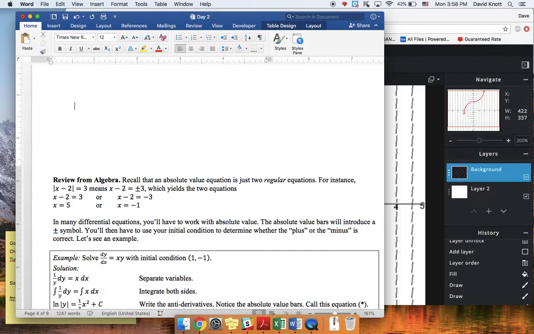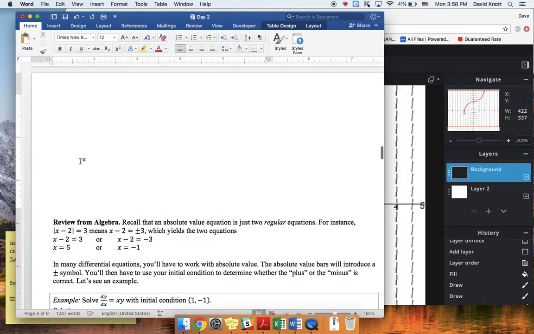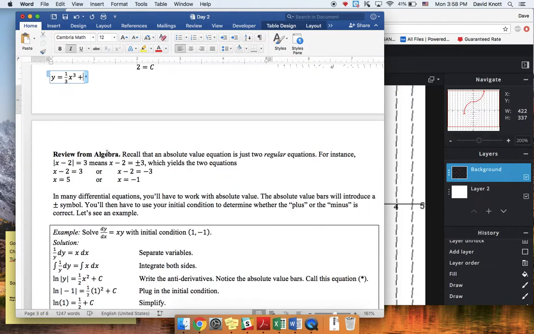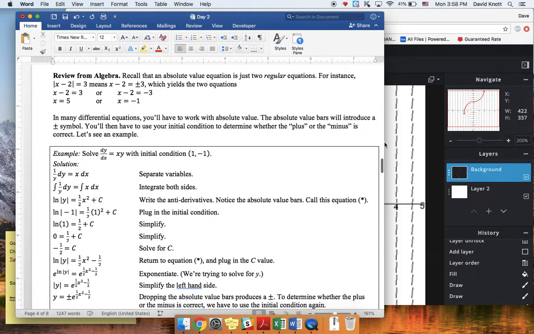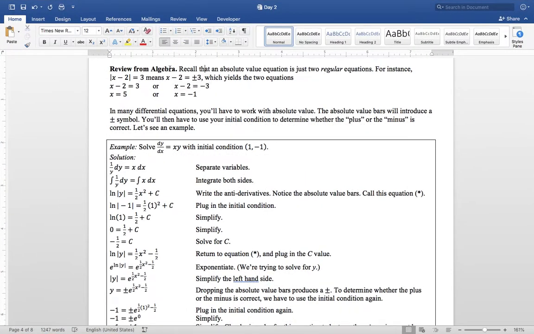The harder differential equations involve, well, absolute value and exponential functions and logarithms and all kinds of stuff. And I just want you to review a bit of those. So let's do a little bit of algebra review.